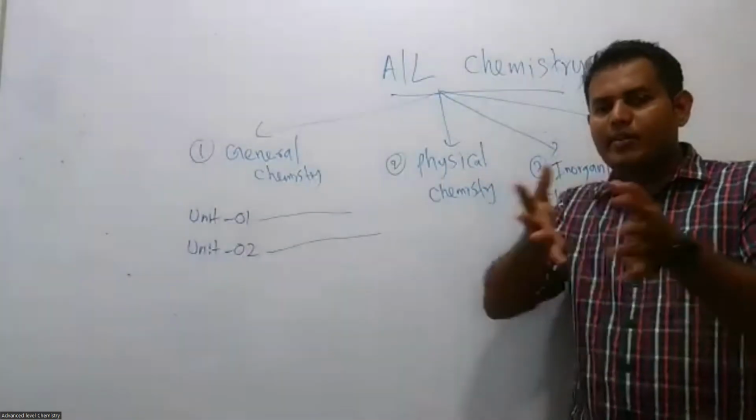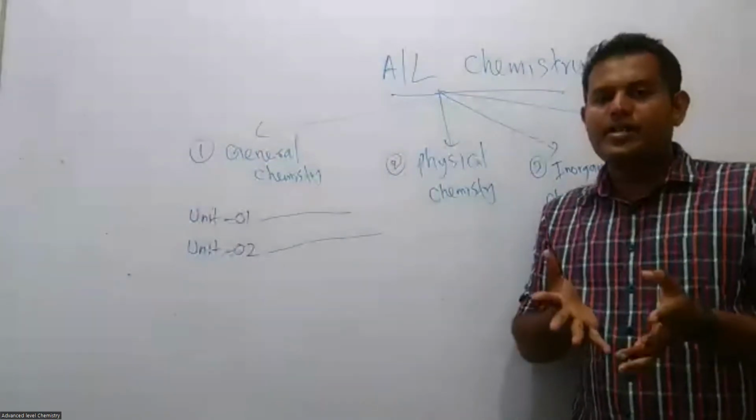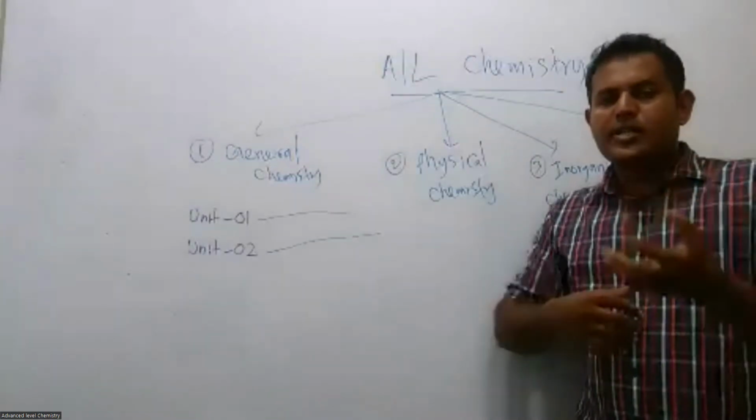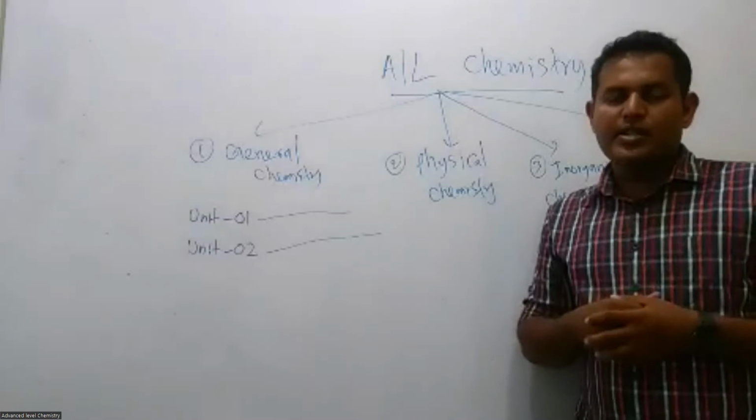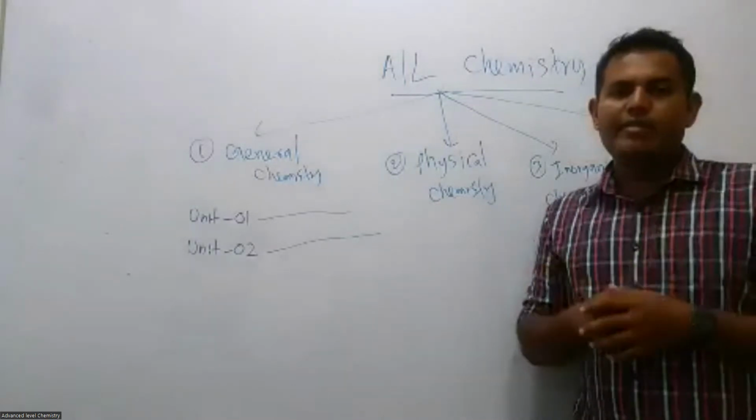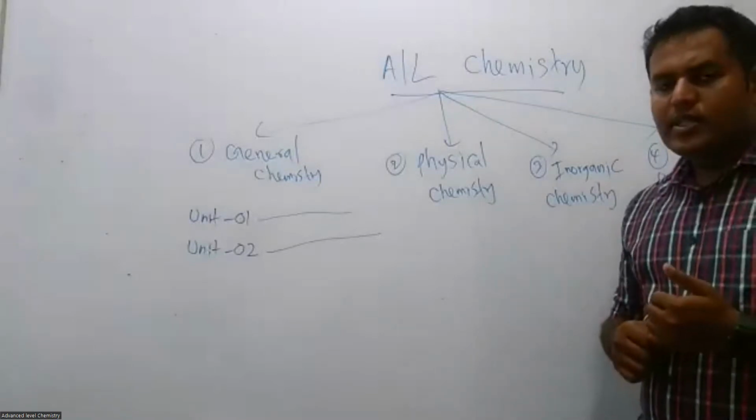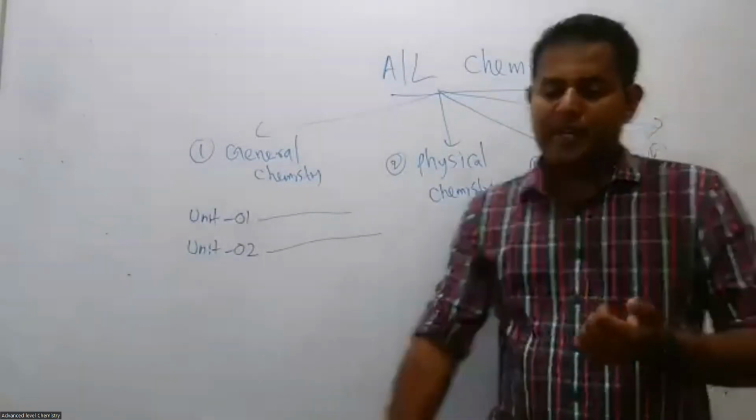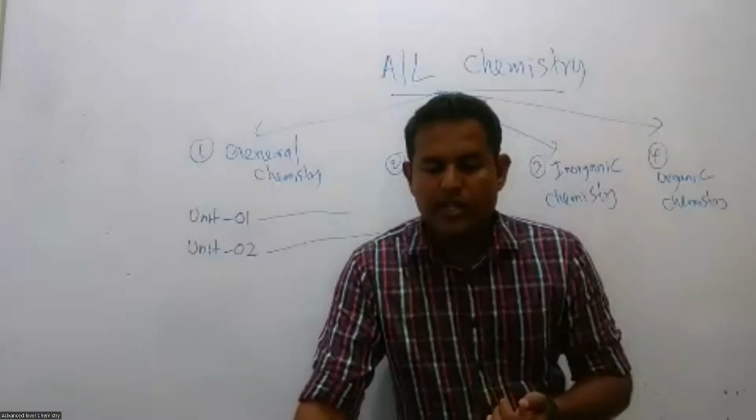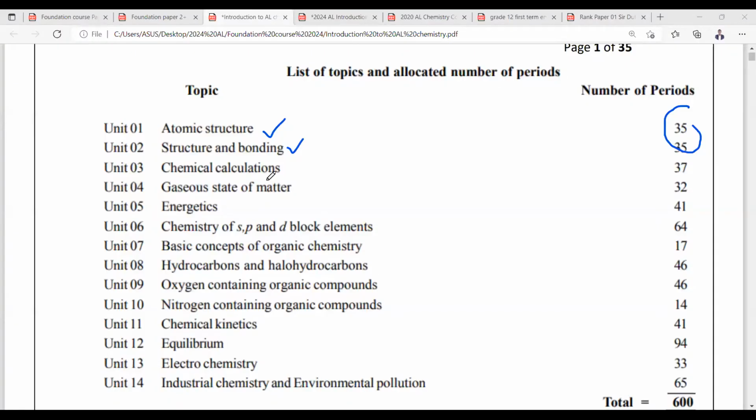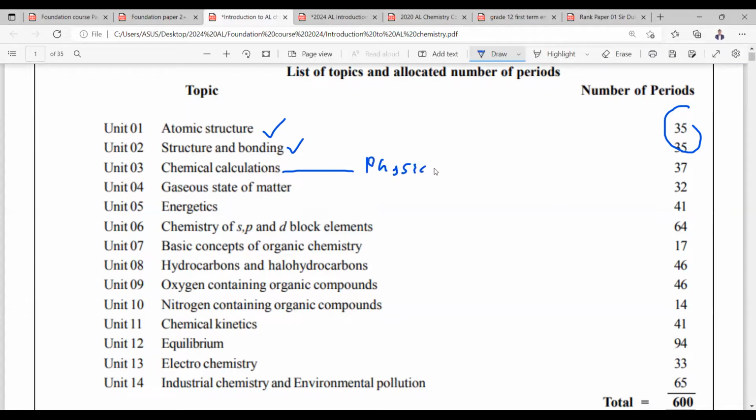I mean the chemistry related to calculations, depending on certain formulas, applications, graphs, where we get data and analyze them. So how many lessons are there? Our unit 3, I'll screen share and show you, is chemical calculations. That is categorized under physical chemistry. When you consider chemical calculations, we can take it as a physical chemistry lesson.